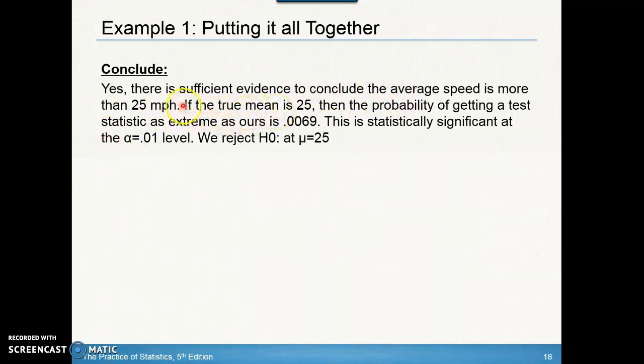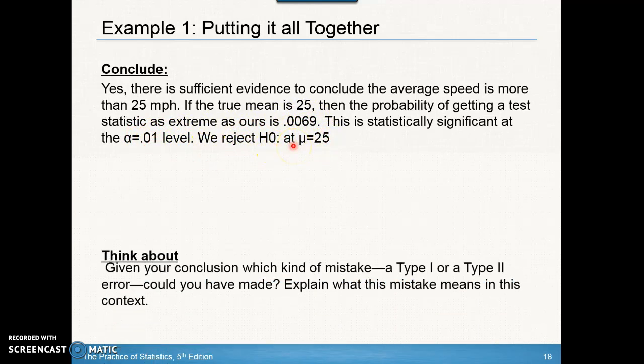Now this right here is your interpretation of your p-value. If the true mean is 25, then the probability of getting a test statistic as extreme as ours is 0.0069. This is statistically significant at the alpha equals 0.01 level. Notice how you're connecting the p-value to the alpha level, and that we're rejecting the null that mu is equal to 25 miles per hour.